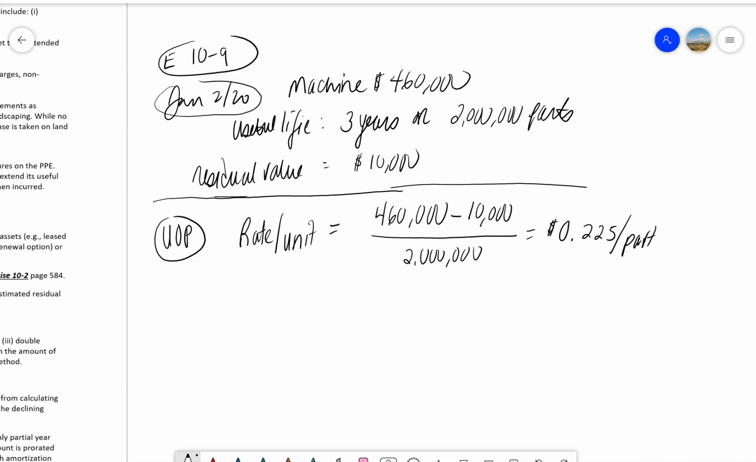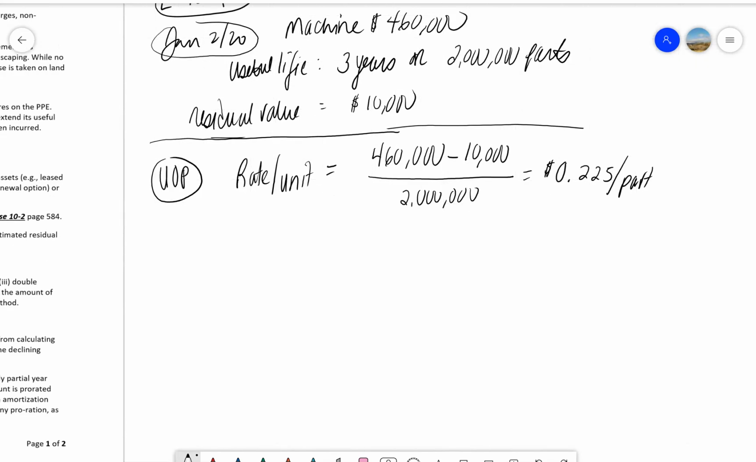And so this is actually fairly easy now. So then we have to figure out in each year, how many parts do we produce? In year 1, we're told that we produced 700,000 parts. And so that means the amortization or depreciation expense we're going to take in year one is 700,000 times 22.5 cents. So we're going to take 157,500 of amortization or depreciation expense in year one. Then we get to year two. Year two, we produce 660,000.